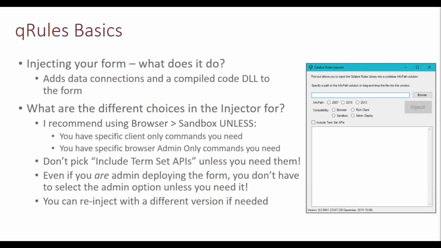The term set APIs are for a very specific scenario, and that is if you are using any of the qRules commands that relate to term sets. You probably aren't. Most of us aren't. I don't think I've ever used them except for training. So you probably don't need those. And you can always re-inject the form later if you haven't selected an option that you need. So it's not that big of a burden to re-inject it. I would just generally say leave it at browser sandbox and then re-inject if you need something else.